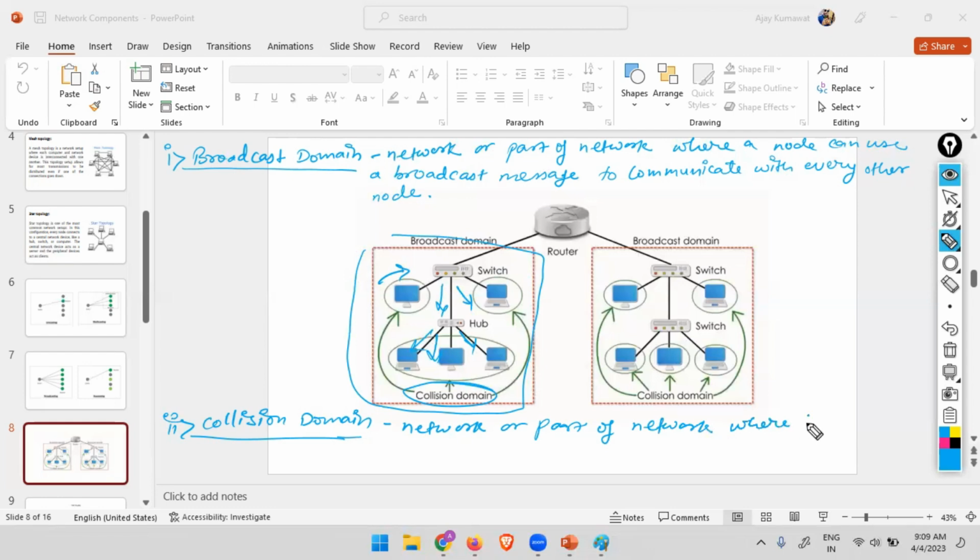Where there is a possibility of collision. This is what your collision domain is. This is clear. Okay.